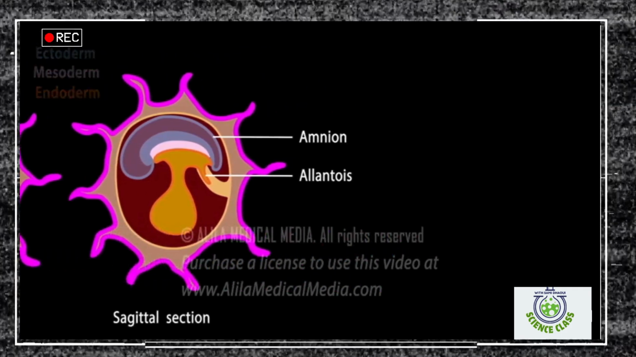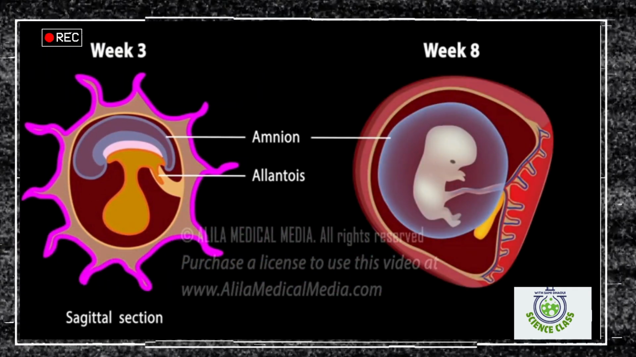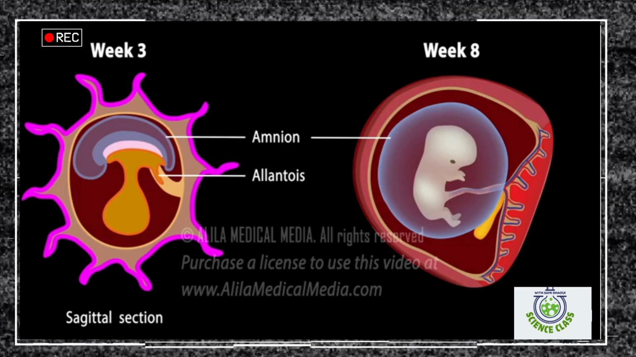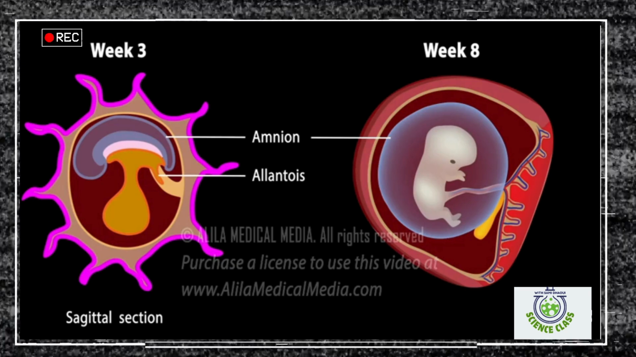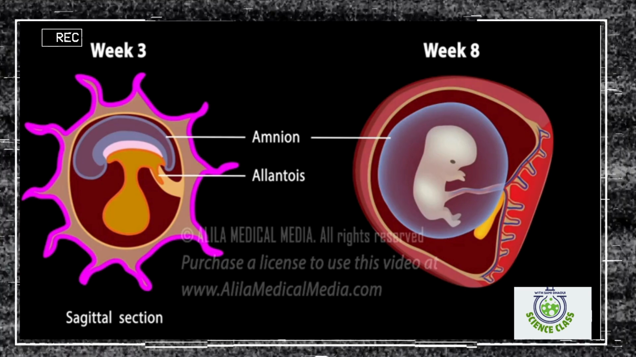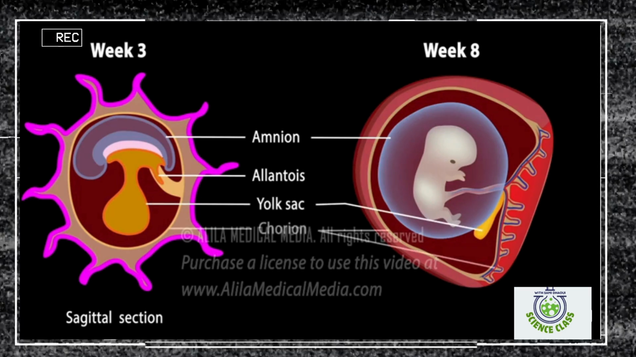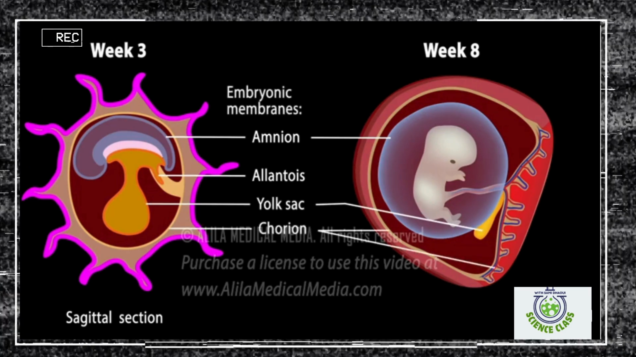It is filled with amniotic fluid, which protects the embryo from trauma and temperature fluctuations. The fluid also allows the fetus to move freely and prevents adhesion of body parts. The yolk sac, amnion, allantois, and chorion are the four embryonic membranes.